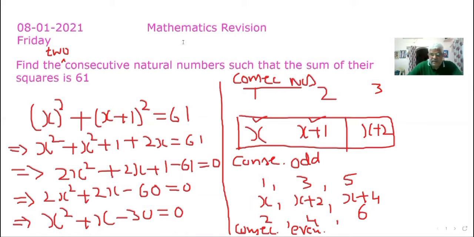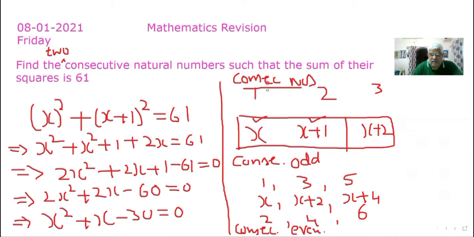We are taking the revision, and the lesson is quadratic equation verbal sums, ICSE textbook, class 10th. Here the problem given is: find the two consecutive natural numbers such that the sum of their squares is 61. Usually students feel quadratic equation verbal sums are very difficult, but remember children, it is one of the easiest ones. Only here you should be able to convert the given problem into an equation, that's all.